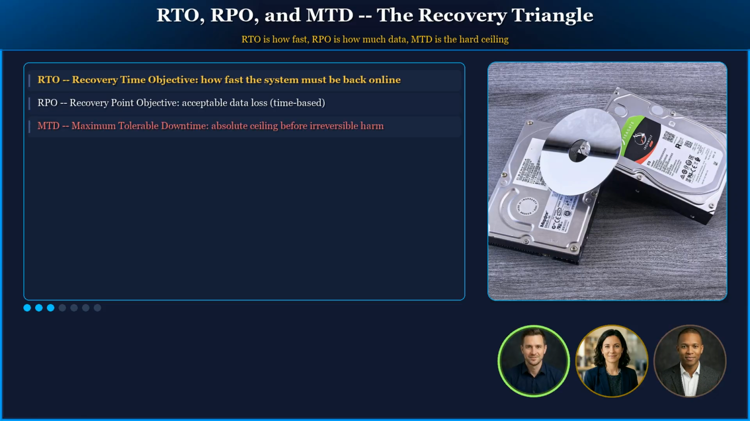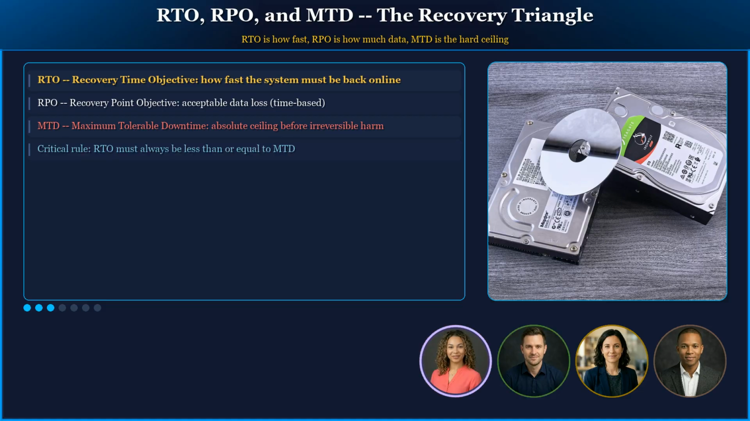Recovery point objective, or RPO, is about data, not time. It answers, in the event of a failure, how far back in time can we afford to recover? A 2-hour recovery point objective means you can tolerate losing up to 2 hours of transactions. That directly drives how often you must back up.